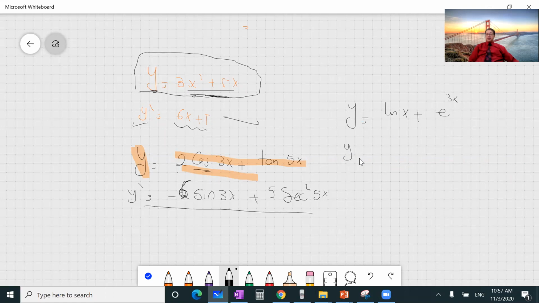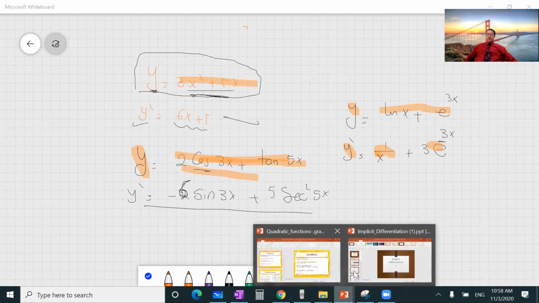For ln x, the derivative is 1 over x. For e power 3x, it stays e power 3x, but times 3, the derivative of the exponent. This function is also called explicit, for ln, log, exponent, polynomial, trigonometry. Did you understand, please?